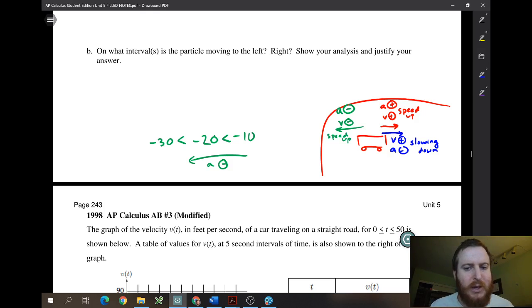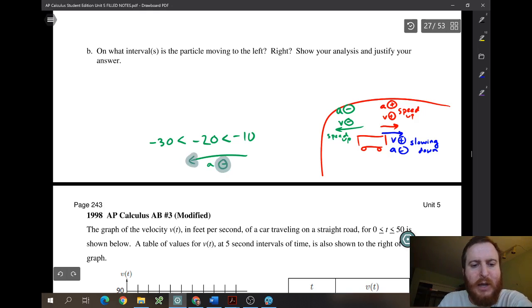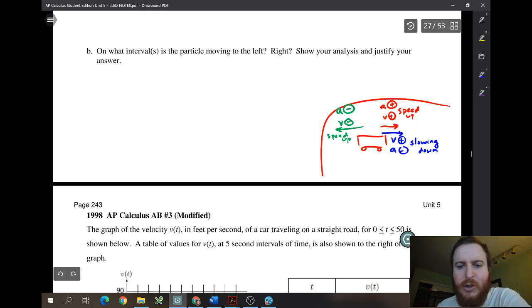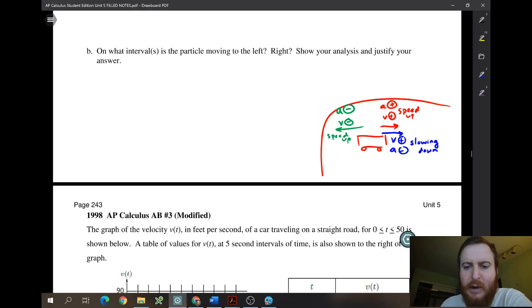It doesn't care about the negatives. It's the absolute value of those negatives. So the car, we would say that car is speeding up even though it's going in reverse. But we actually say it's decelerating, which is weird. You don't really think of that as decelerating. But the acceleration is negative.